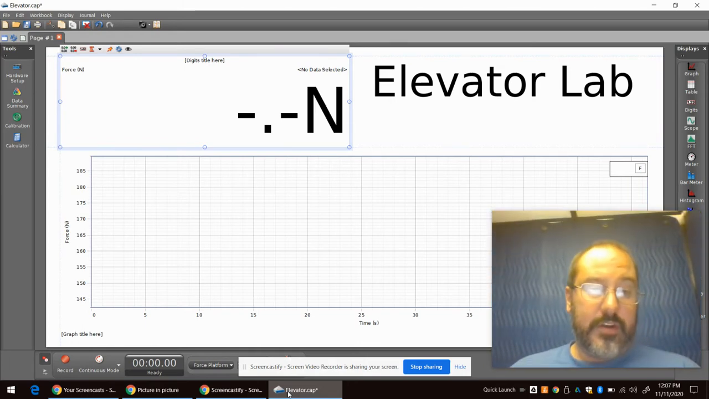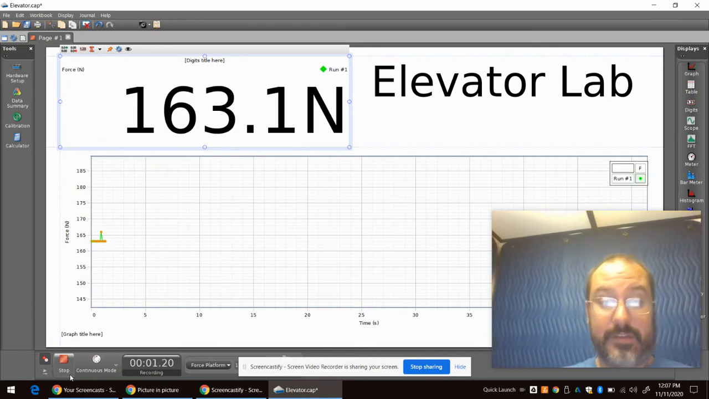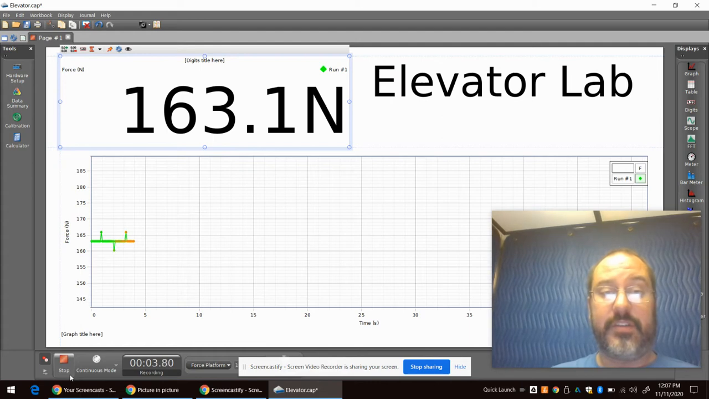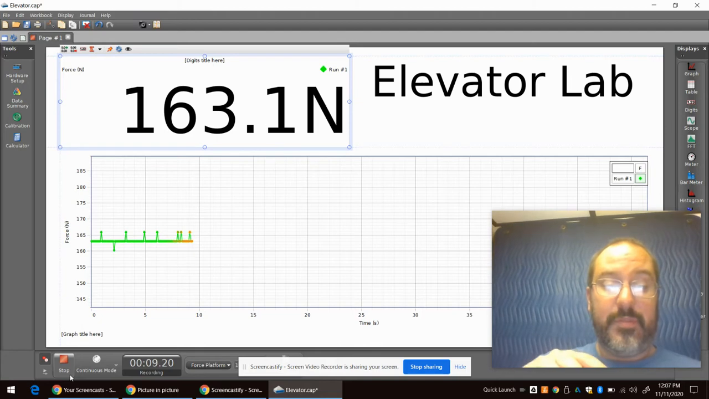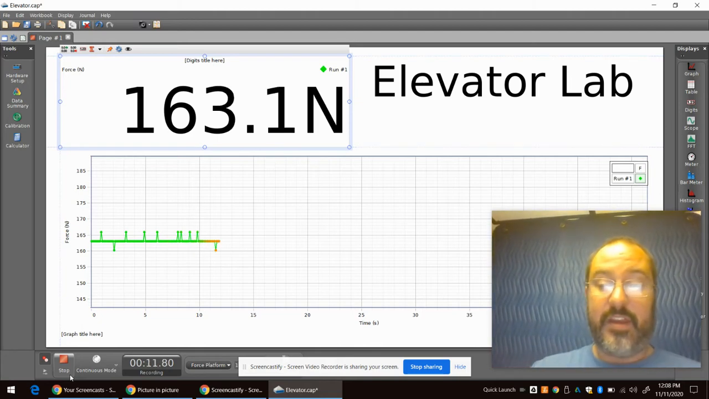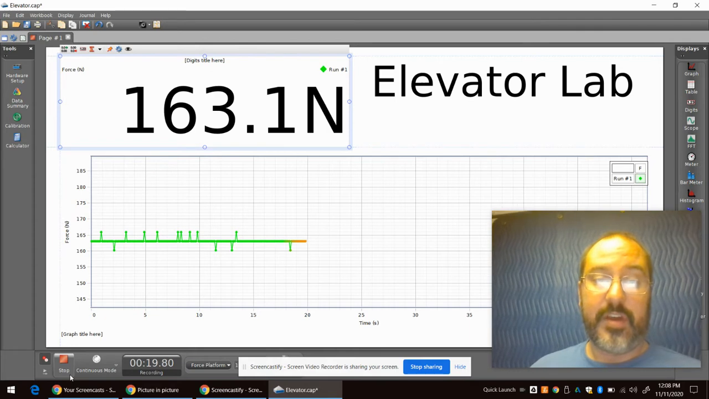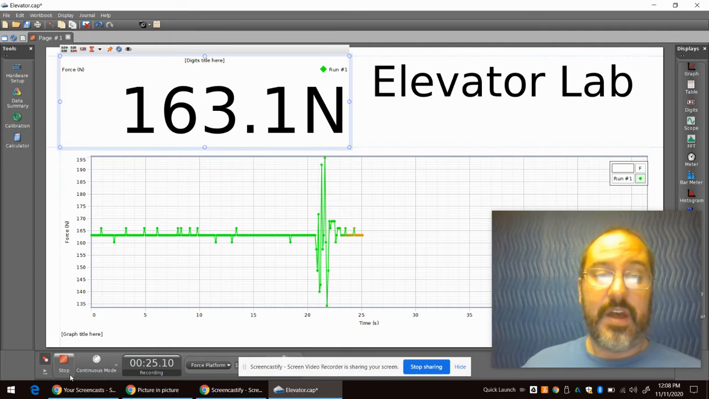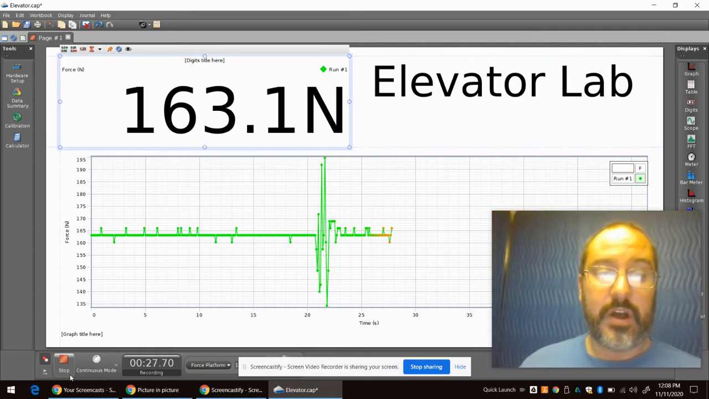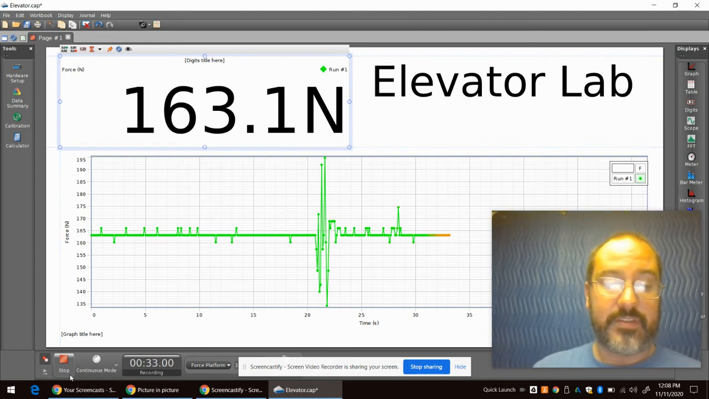We're going to start off by hitting record. When we do that, we can see that the bucket of sand weighs approximately 163 newtons. There is a little bit of fluctuation in those force measurements. Some of that is because of error in the force sensor itself, and other parts of it is because of vibrations that are actually happening in the elevator. If I jump up and down in the elevator, I can make that change, and even the slightest walking can make it bounce around a little bit. So I'm going to try to stand really still.